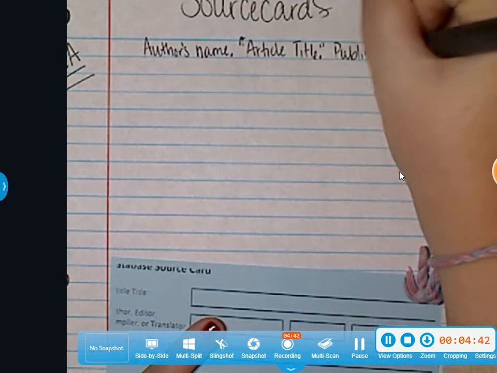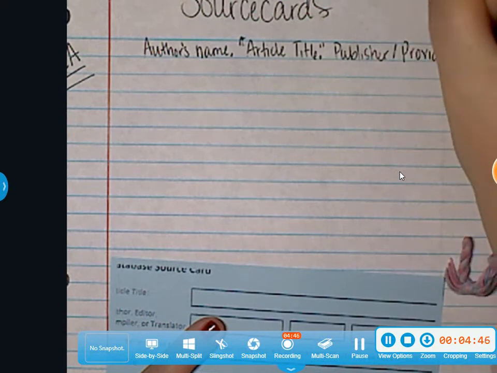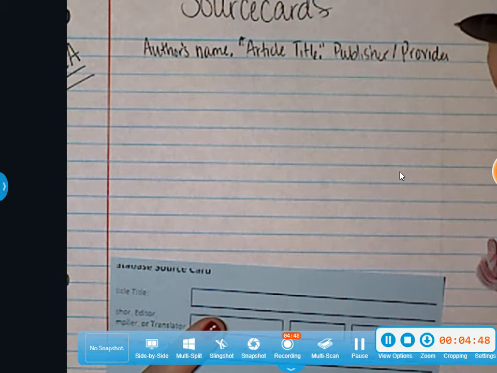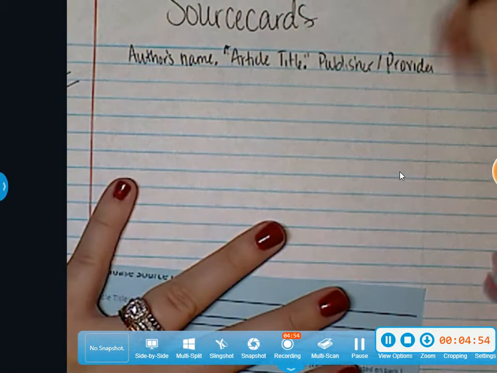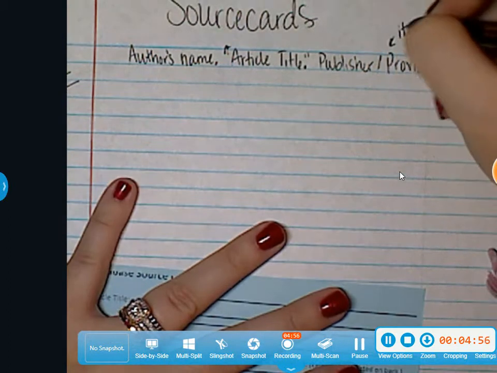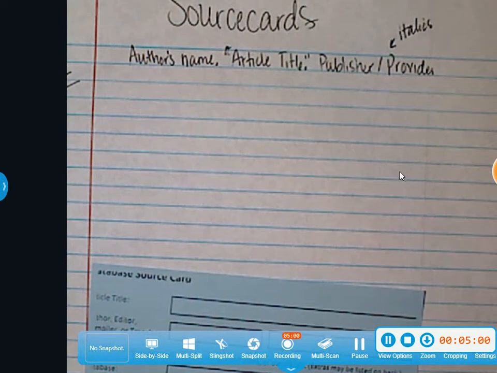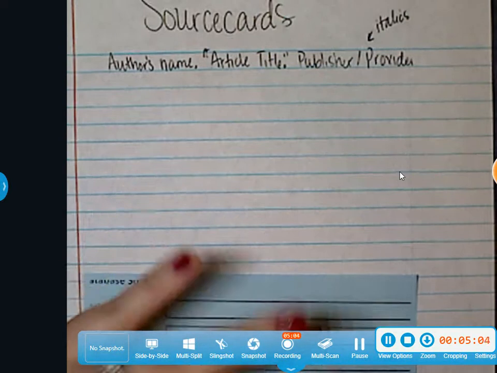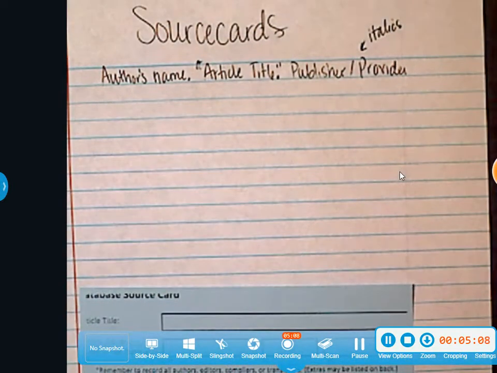The next thing after article title is publisher and provider. And this is actually going to be in italics. And it's not going to have a period after it. It's just publisher/provider. And since we don't write in italics, sometimes people think that italics and cursive are the same thing. They are not. Italics is a computer-generated font, so I just write out to the side that it's in italics. But you'd know it if you saw it. It's like the slanty font.